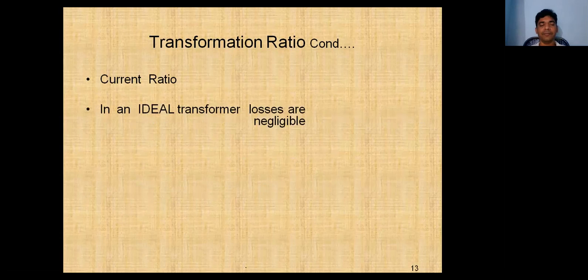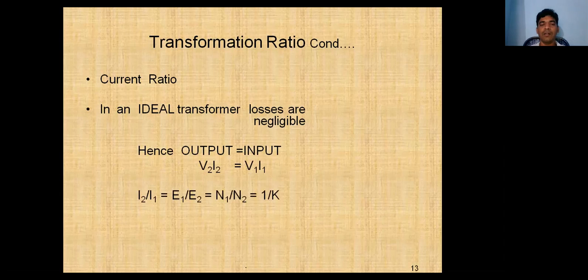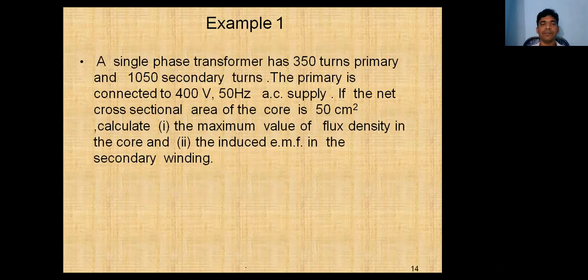Current ratio. In an ideal transformer, losses are negligible, hence output is equal to input. Therefore, V2 into I2 is equal to V1 into I1. I2 by I1 is equal to V1 by V2 or N1 by N2 or E1 by E2, that is equal to 1 by K. Current ratio is inverse to the transformation ratio.